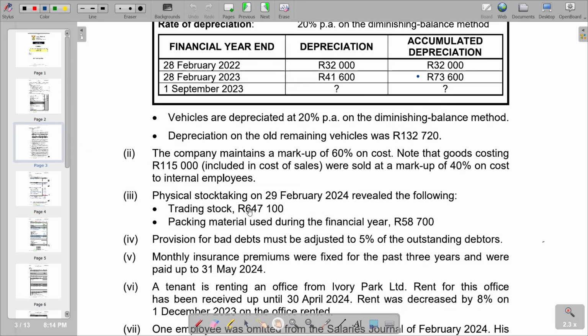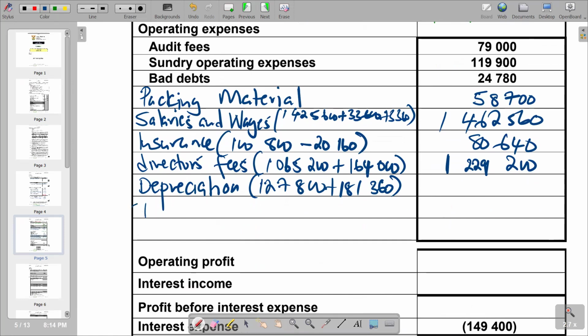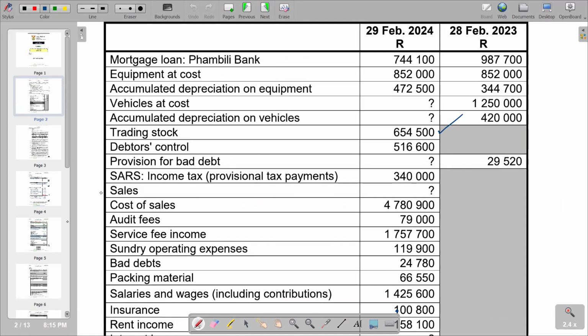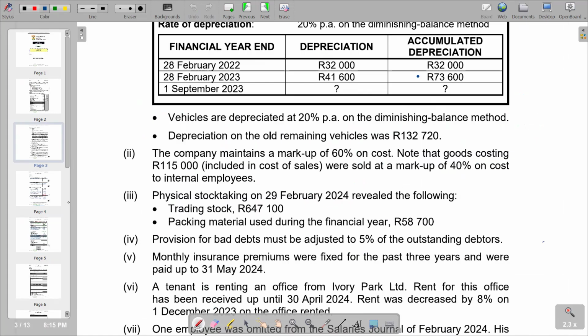So you're supposed to say 654,500 minus 647,100. So here we present it whereby we are saying trading stock deficit, which we can calculate by checking the figures that we have: 654,500 minus the physical stock count figure of 647,100.